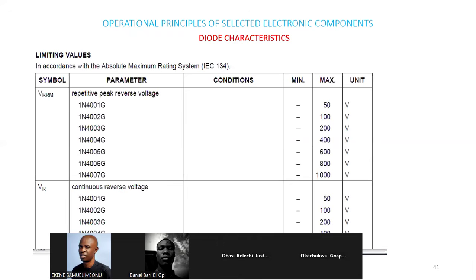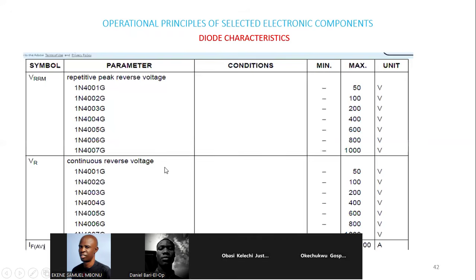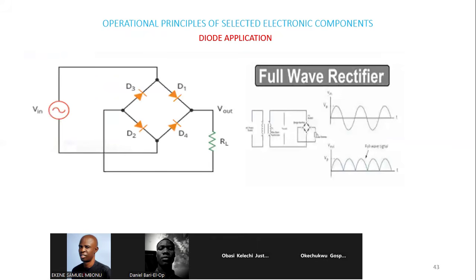Now, this is the data sheet of the 1N400 series diode. For the 1N4001, the PIV, that's the repetitive peak reverse voltage or peak inverse voltage, is what? It is 50. And for the 1N4007 it is 1000. Please let's take note of this. We proceed now.